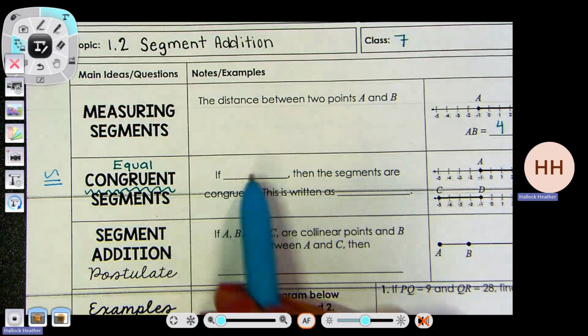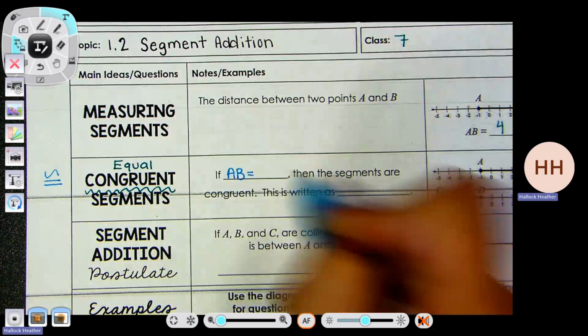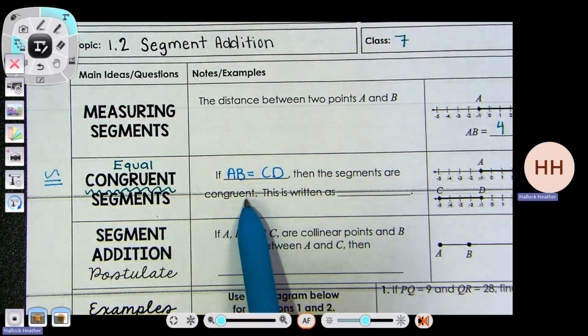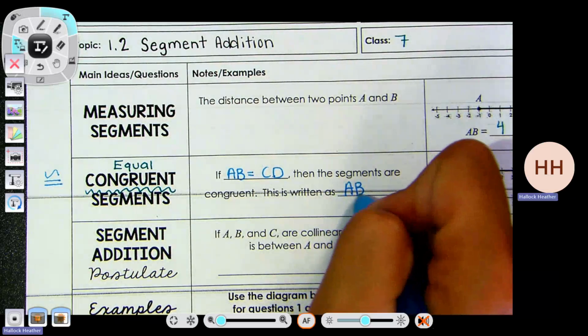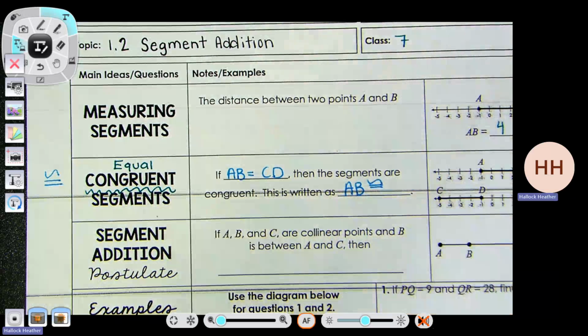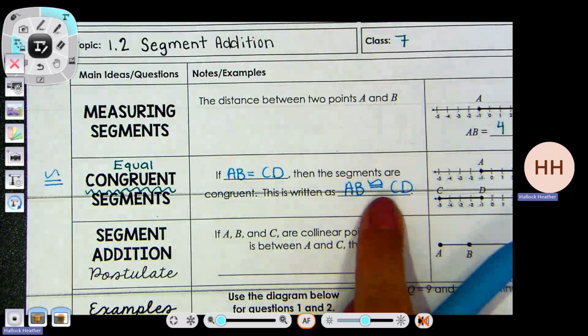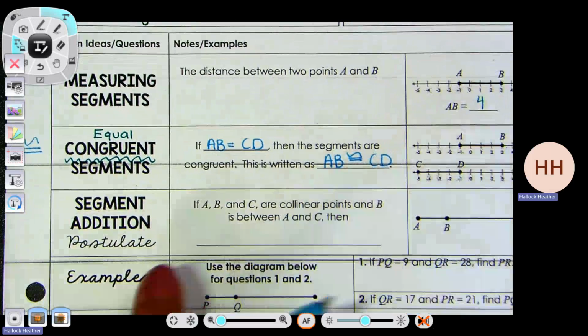So it says if AB equals CD, then the segments are congruent. And it's technically written as AB, and then we're going to use the congruency symbol, the equal sign with the squiggle, to CD. And I only shifted it up a little bit so that way it wasn't on that black line. So it literally means the same thing, that they are equal.